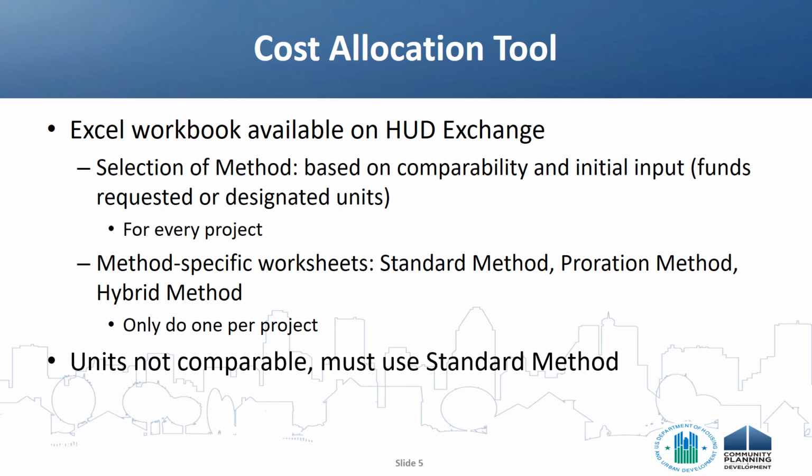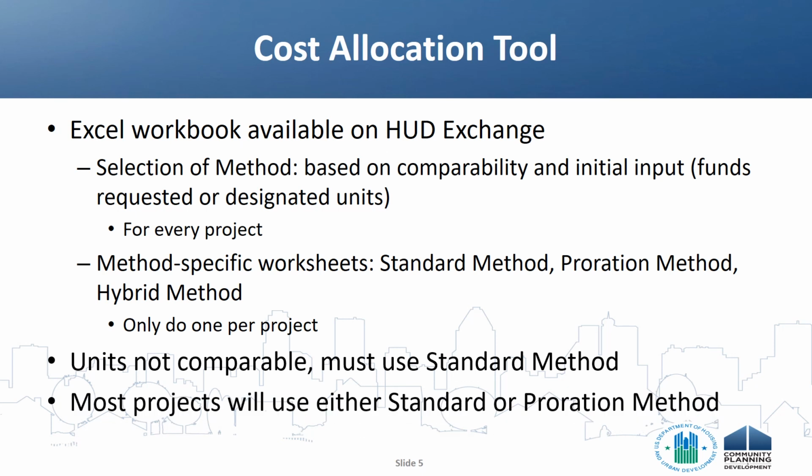The upcoming segments will dive into these issues in greater detail, but anytime a project's units are not comparable, the standard method of cost allocation must be used. The proration and hybrid methods can only be used if a project's units are comparable. In practice, we expect that most projects will use either the standard method or proration method.